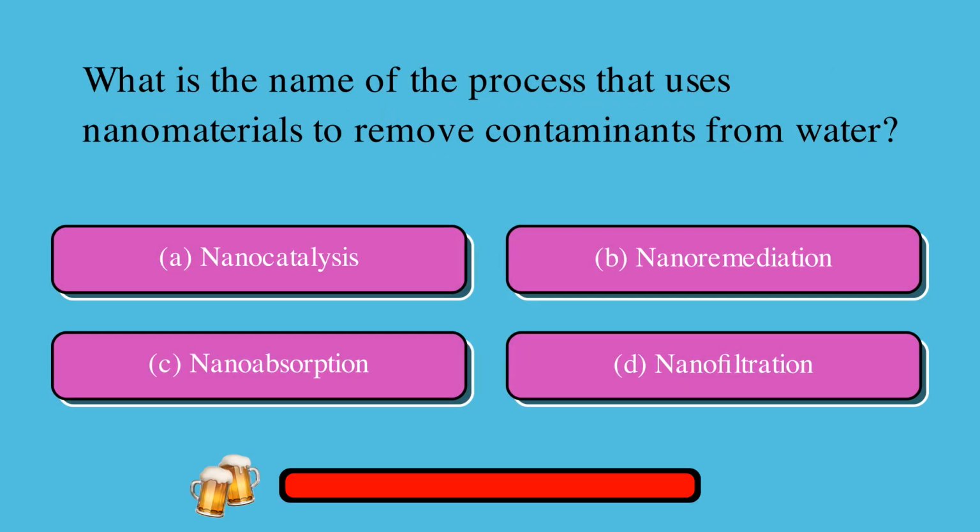What is the name of the process that uses nanomaterials to remove contaminants from water? Is it A. Nanocatalysis, or B. Nanoremediation, or C. Nanoabsorption, or D. Nanofiltration? The correct answer is B. Nanoremediation.